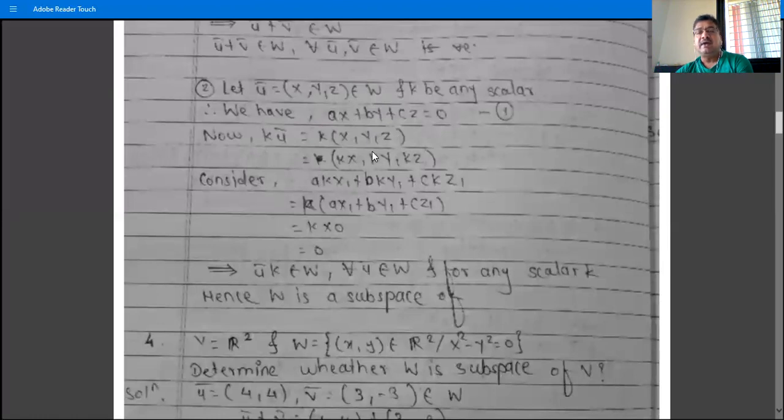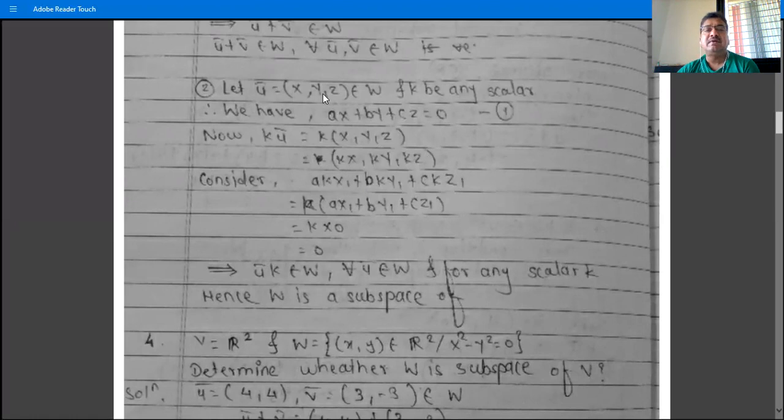Now we have to show that this element (kx, ky, kz) belongs to W. When this element is present in W, it satisfies the condition, that is, a into kx plus b into ky plus c into kz is equal to 0. So consider a into kx plus b into ky plus c into kz.